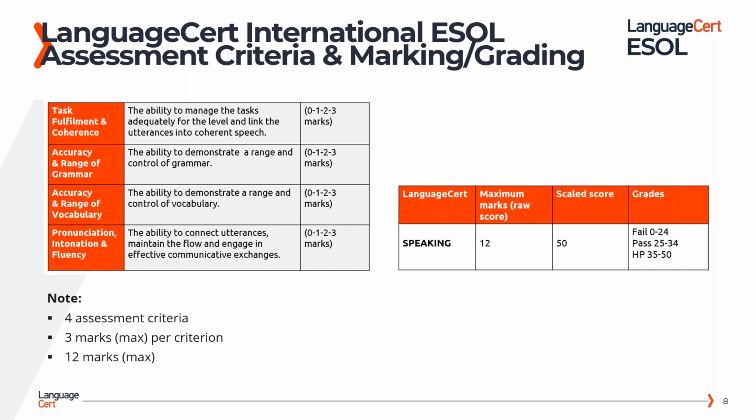This raw score out of 12 is then converted to a scaled score out of 50. In order to be successful in their spoken exam, candidates need to attain a minimum of 50%. That is at least 6 marks out of 12 or 25 out of 50. As you can also see in the table here, if candidates do exceptionally well and collect 35 marks or more out of 50, then they are awarded a high pass.